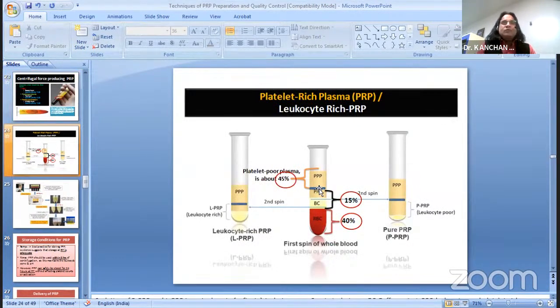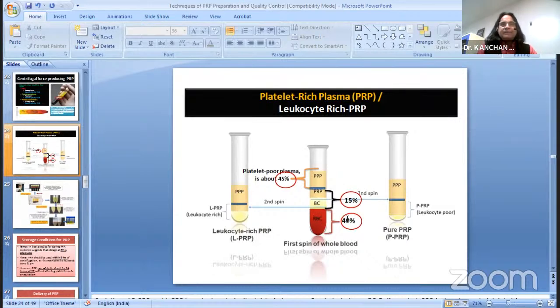There are two types of PRP that people make: platelet-rich plasma, and some people also make leukocyte-rich PRP. So how do you make platelet-rich plasma, and how do you make leukocyte-rich PRP? After the first centrifugation, which we used to call the soft spin.